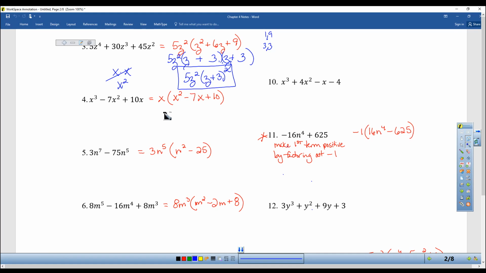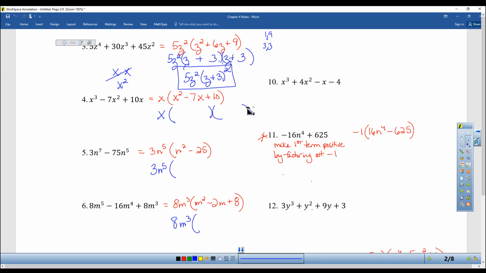Number 4, I don't forget to bring down the x. I'm going to keep doing that. I'm not going to forget to bring down the 3 and the 5th. I'm not going to forget to bring down my 8m cubed. Okay. Can you tell that a lot of people forget this? Not you. You're not going to forget.